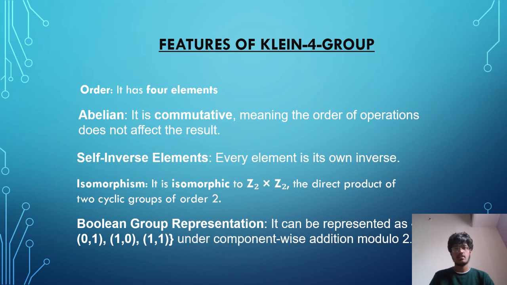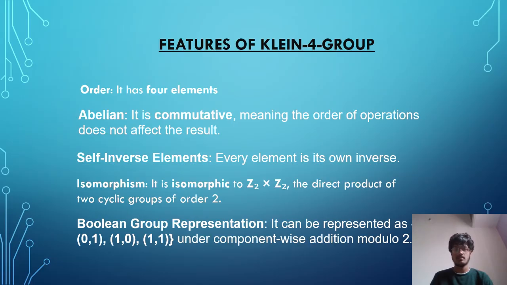If it is a Klein 4 group, what are the features it should have? That is what we are going to discuss now. First one is order. It has 4 elements. If it does not have 4 elements, it is not a Klein 4 group. Then abelian. It is abelian, nothing but it should follow the commutative property, meaning order of operations does not affect the result. Then next one is self-inverse elements. Self-inverse elements, nothing but every element is its own inverse.